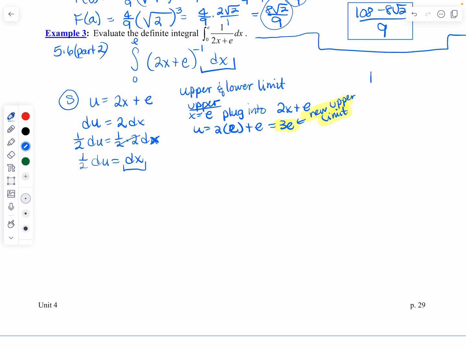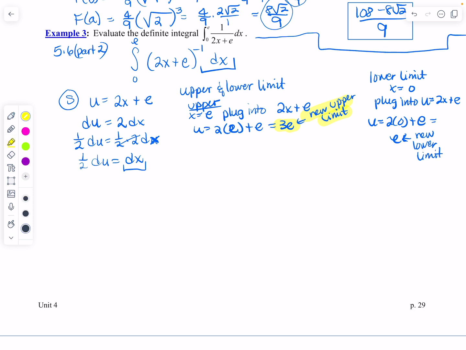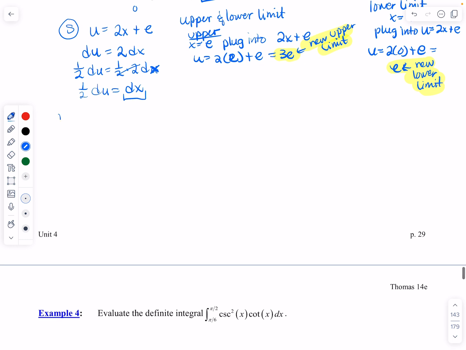The other thing I'm going to do is the lower one. So the lower limit, currently it's x equals 0. So plug that into u equals 2x plus e. So u equals 2 times 0 plus e. So therefore, this equals e. This is my new lower limit. Okay, so I have upper limit, lower limit. I'm going to go ahead and highlight this, okay?